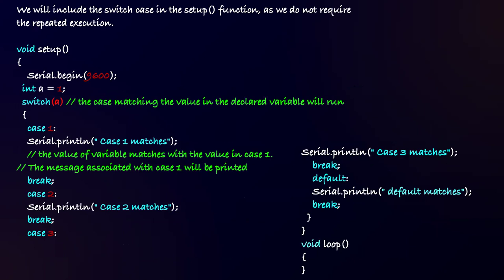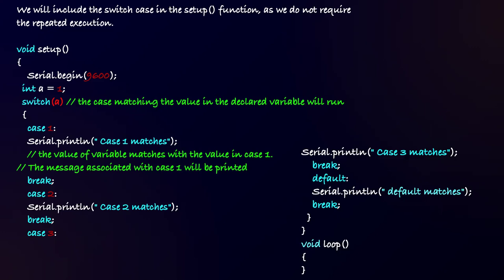Now in void setup, basically what we have done is we have implemented it in void setup only, not in void loop, because we require it to happen only once. Just for example. Void setup, Serial.begin(9600), int a equal to 1. So the integer has been initialized, that is a equal to 1.